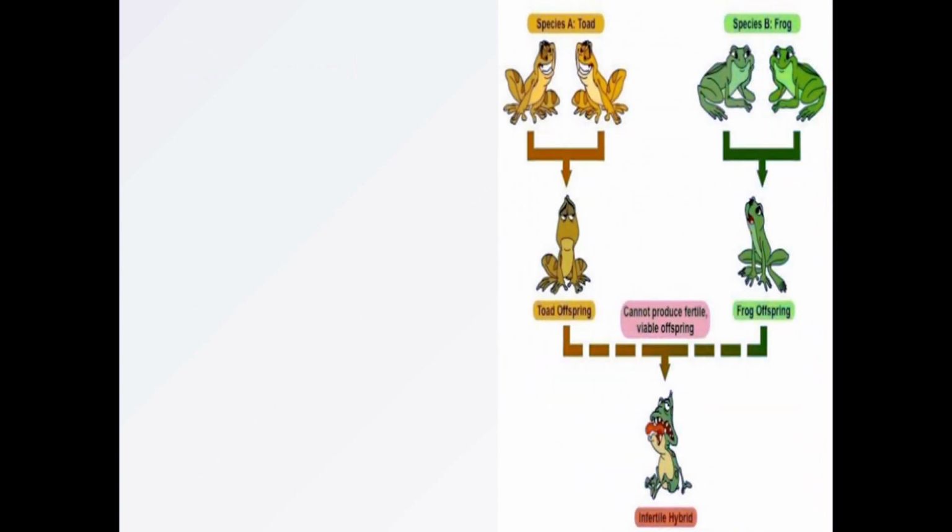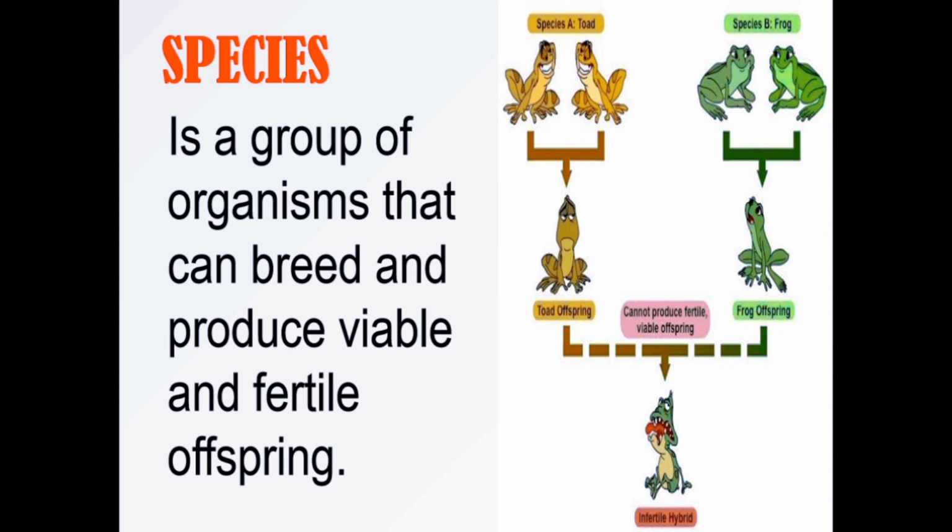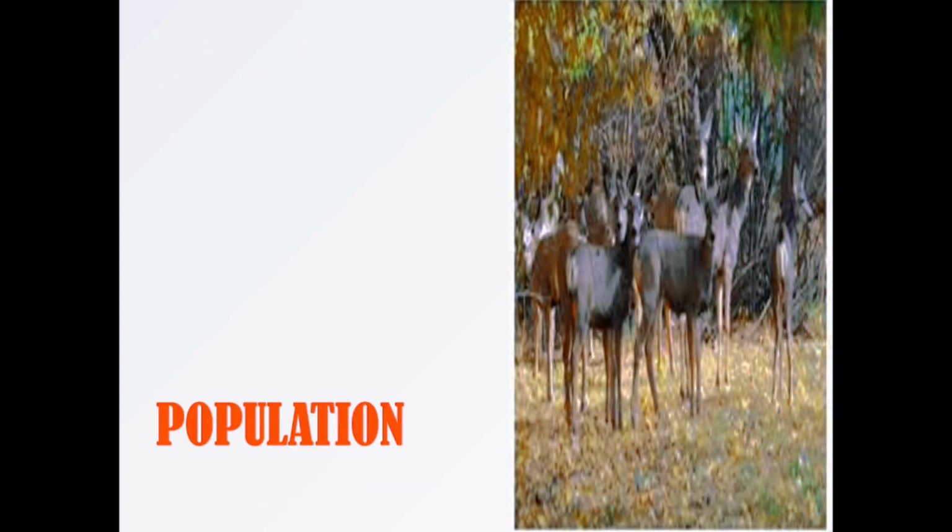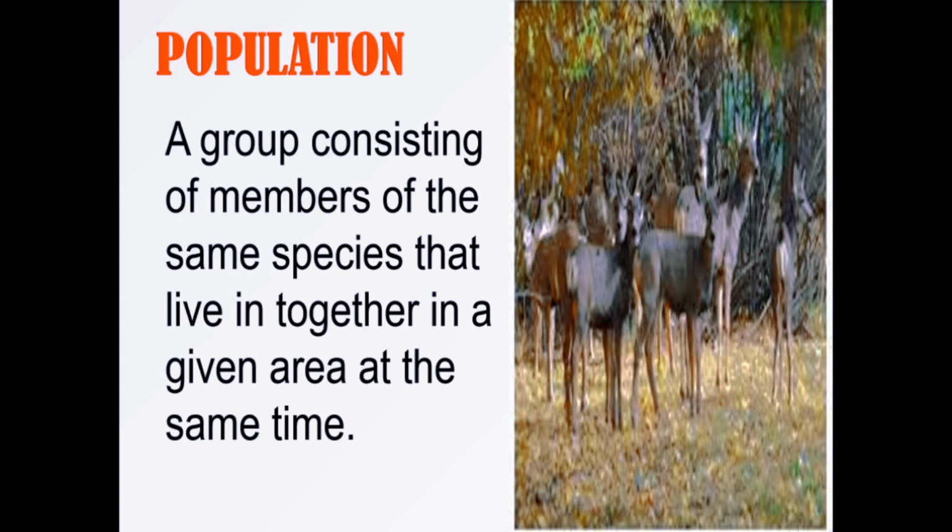So, another is a species. A species is a group of organisms that can breed and produce viable and fertile offspring. So, next is a population. A population is a group consisting of members of the same species that live together in a given area at the same time. Next is a community.